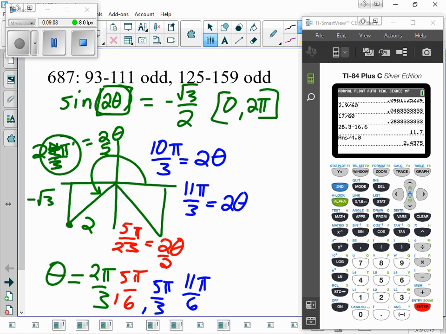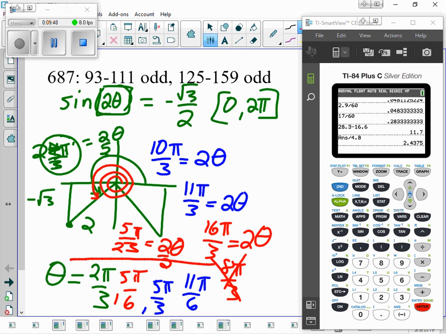Okay. So count this out with me. 3/3, 6, 9, 12, 15, 16. 16 pi over 3 is equal to 2 theta. Divide by 2, and I get 8 pi over 3. Is 8 pi over 3 inside one rotation? No. One rotation would be 6/3. So this one gets broken, and these are our answers.